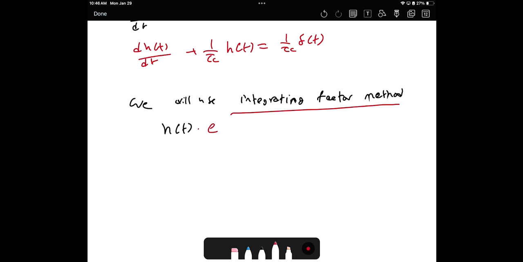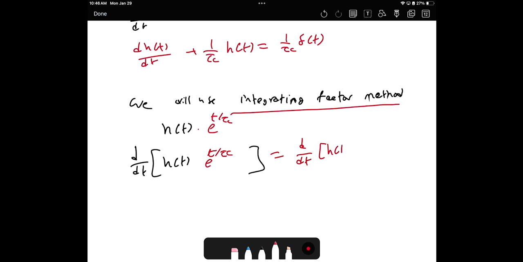Basically, for the integrating factor, our output is h of t, so we will just multiply by the exponential e power t over tau c. Next, we take the derivative d by dt of that expression, h of t times e power t over tau c. The derivative will be the derivative of the first one times the second one, plus the first one times the derivative of the second one, e power t over tau c.